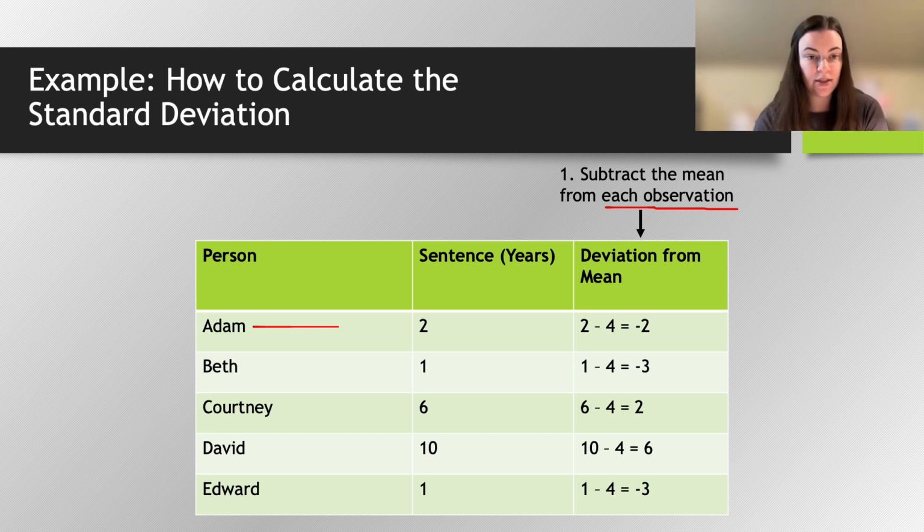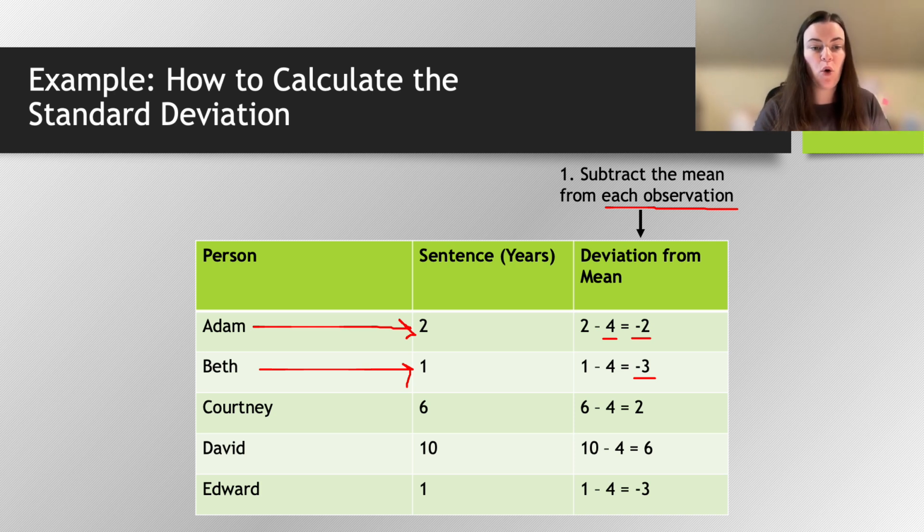Let's take Adam, for instance. Judge Knudsen sentenced him to 2 years, but we know that our average value was 4. And so because Adam only received 2 years, he deviated 2 years below Judge Knudsen's average sentence length. Same idea here for Beth. She only received a 1 year sentence, and because of that, she has a deviation of -3. She had 3 years less than Judge Knudsen's average.